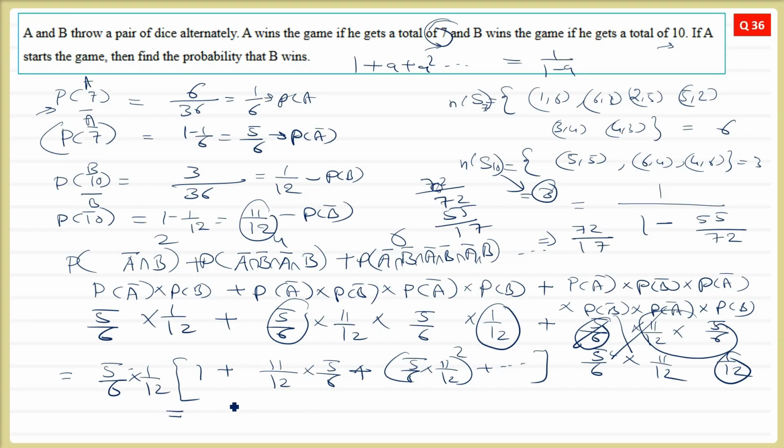So you have to multiply this. 5 by 6 multiplied by 1 by 12 is multiplied by 72 by 17. So 6 times 12 is already there, so only 5 by 17 is going to be your result. This comes out to be 5 by 17. This is your probability. Now there is a different way also of doing it. This is what I explained to you. It's important for you to understand the logic.